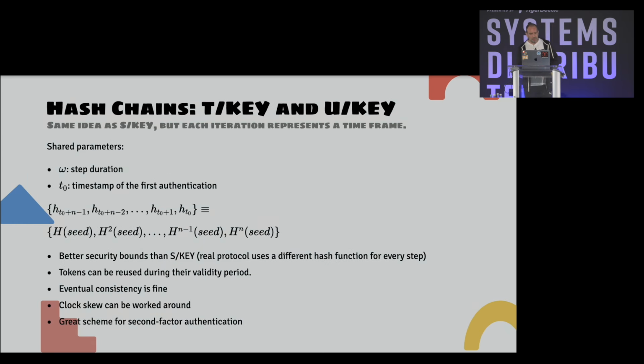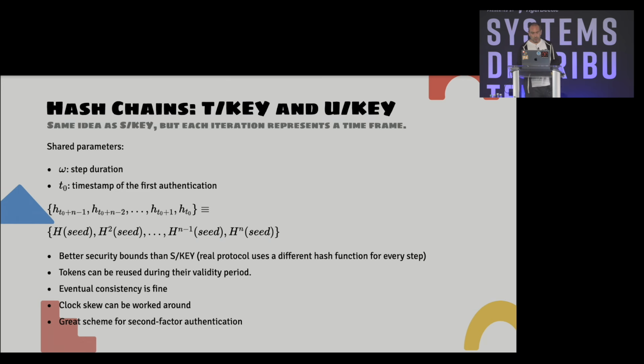However, there is an improvement called T-key, and U-key is some kind of abstraction over S-key and T-key with also a suggestion to improve the security of the scheme. So it works pretty much the same way. We start with a seed. We recursively hash many, many, many times. However, each iteration represents a time window. So when the client wants to authenticate, they're going to pick the value for the current time window, send this to the server. The server is going to run a couple iterations of the hash function until it gets a match with what was previously stored. And that's it. So we get something that can be reused.